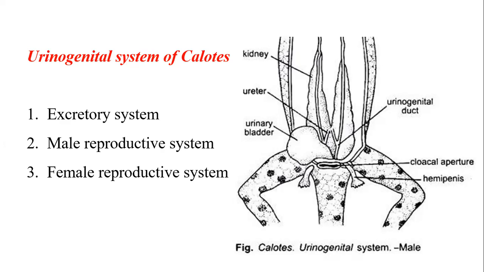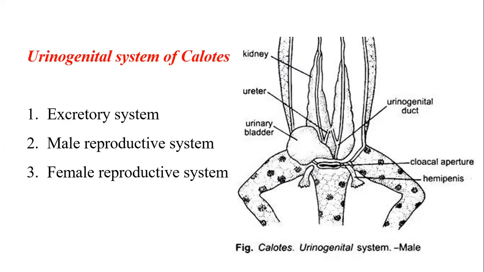The collecting tubules of various such uriniferous tubules unite together to form the ureters. The ureters are shown in the diagram here. These ureters are narrow ducts which arise from each kidney. In case of female, the ureters open separately into the urodeum of the cloaca.